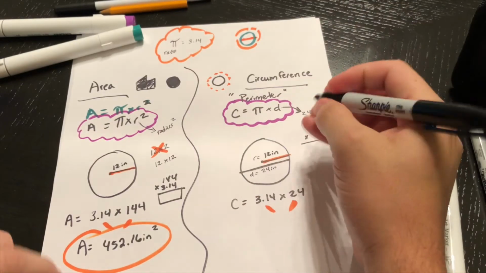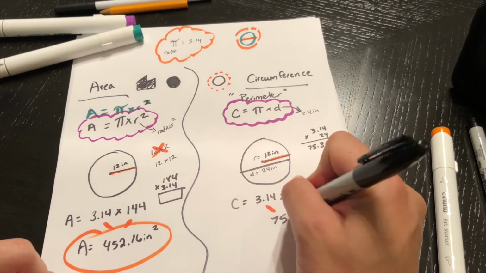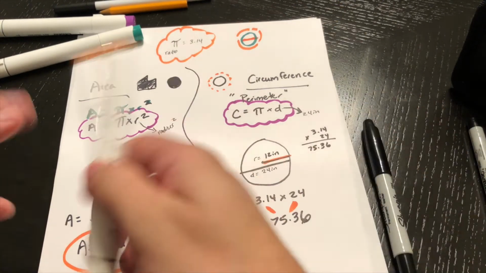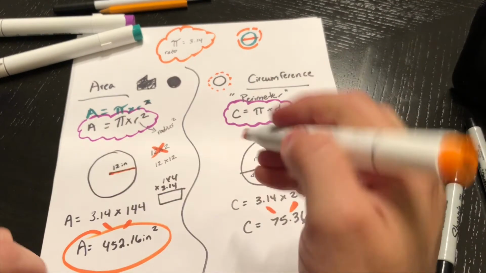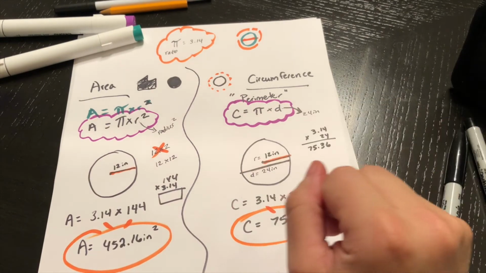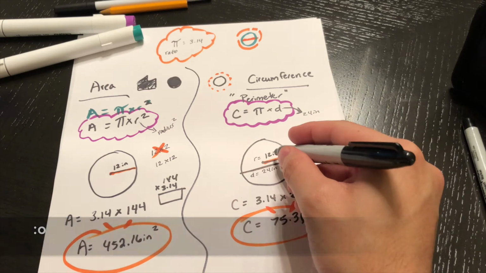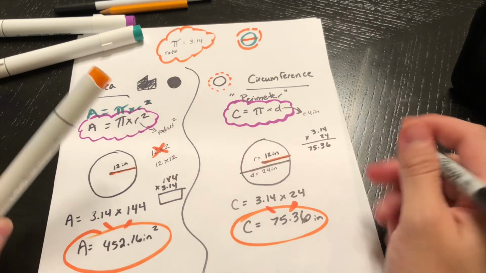All right, guys, so if you got 75.36, you were correct. 75.36. So the circumference, C, of this circle should be 75.36. Oh, what did I forget? I forgot to label it. What are we labeling this in? Inches.